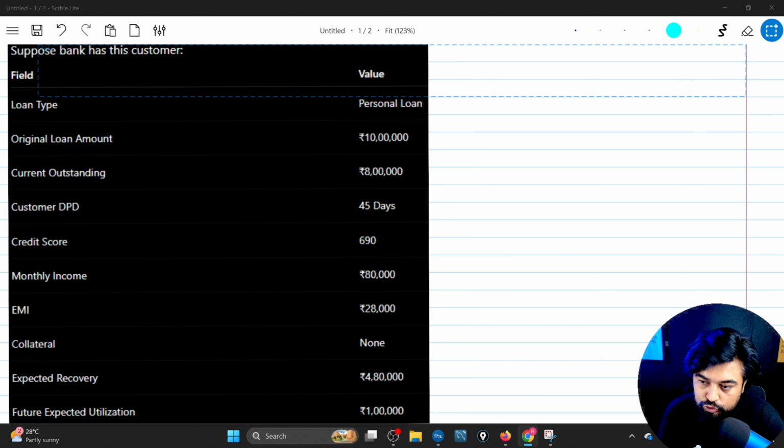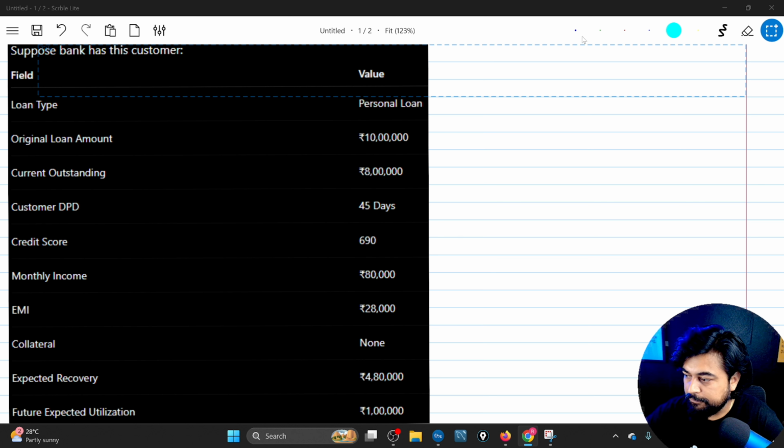Earlier, banks used to recognize losses after default happened, but under IFRS 9, banks must estimate future losses well in advance. That's the whole goal. So that means even if the customer is not defaulting yet, the bank still creates provision based on the expected future scenario, considering the 2008 crisis.